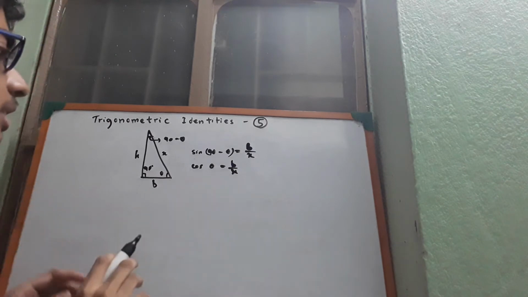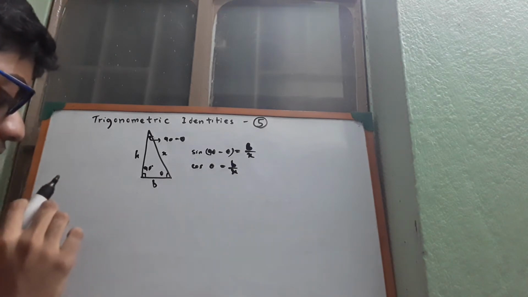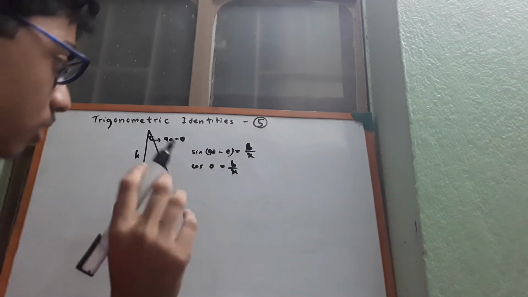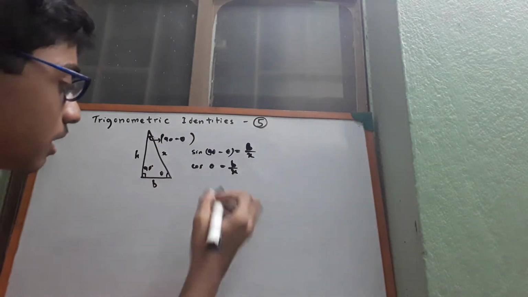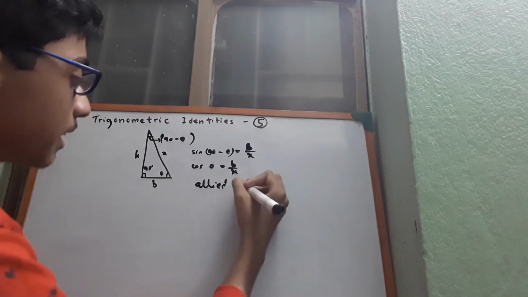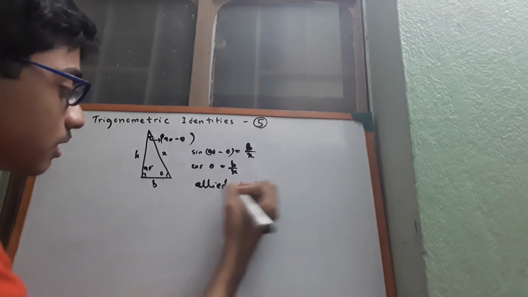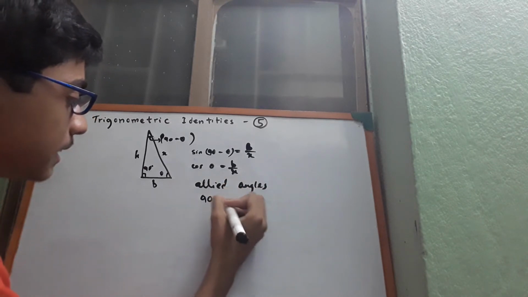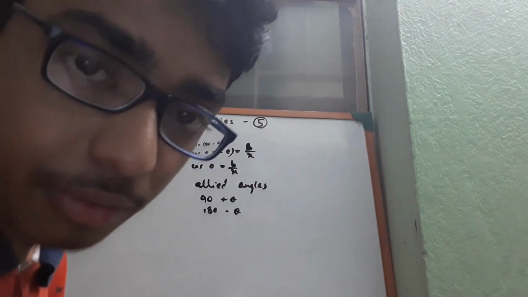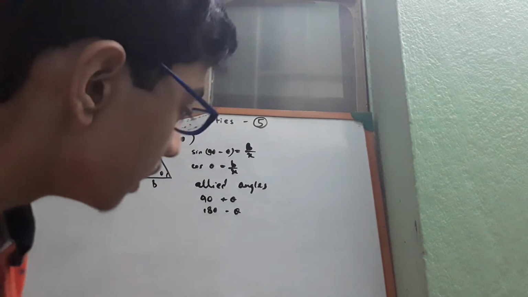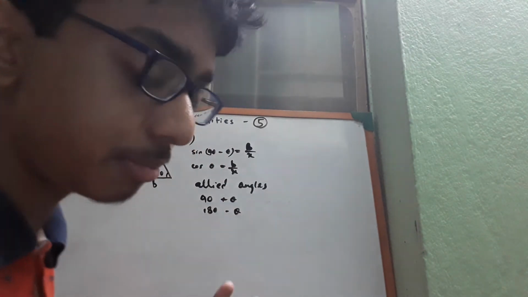Okay, so this is the basic thing. But this is the concept of allied angles, and there can be many allied angles. For instance, if I have 90 plus theta, 180 minus theta. For such angles there are actually some very short tricks which are helpful. Just by looking at the expression you can tell the answer.